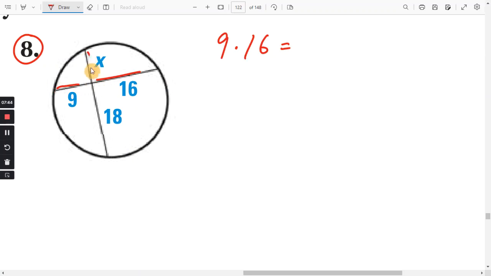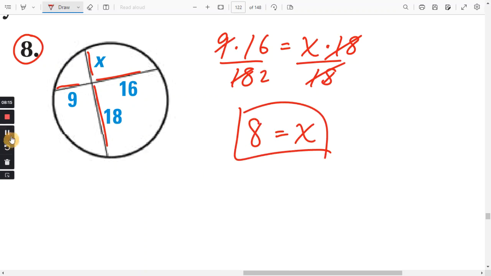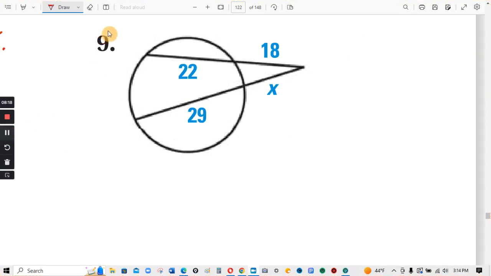And we have x times 18. All right, so you just take the product of the segments of each chord and set them equal to each other. The opposite of times 18 is divided by 18. 18 over 18 cancels. Let's see, 18 divided by 9 is 2, and 16 divided by 2 is 8. All right, please try number 9.